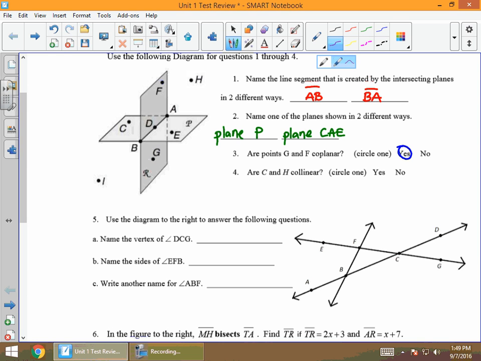And the last one here, number 4, says, are C and H collinear? Now, the answer is no, because I do not see that they are connected in any way. But understand this. In reality, if we're talking about three-dimensional space, really any 2 points in three-dimensional space, there is some line that would connect those two. But by looking at the picture, are they collinear? No, they are not shown to be on the same straight line. So I would say no, they are not collinear.